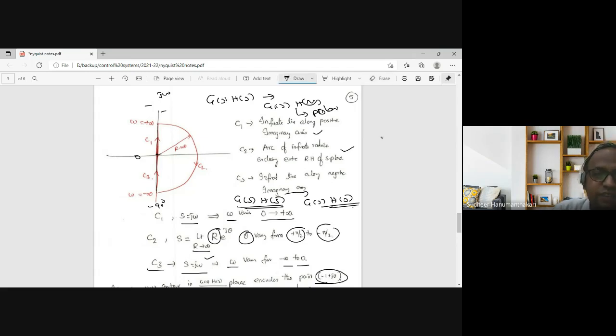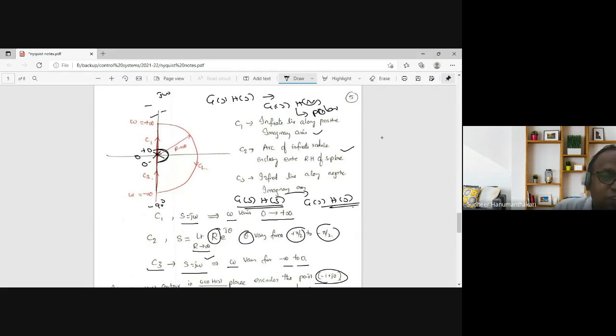If it is a type 1 system, we will have one pole at the origin. This is not on the right hand side of the S plane; it is lying exactly on the imaginary axis. Then I cannot take a contour like this. I have to reframe or redraw my contour. So it will consist of C1 from plus 0 to plus infinity, then the arc of radius R to minus infinity, then minus infinity to 0 minus.